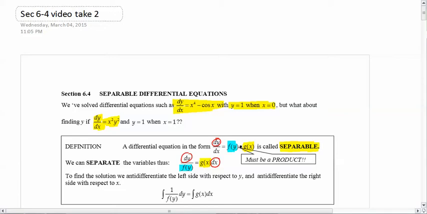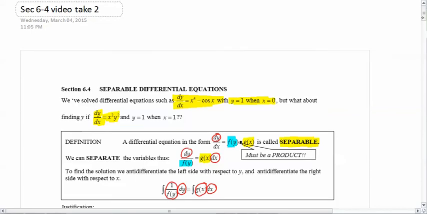Having done that, the next step is simply to put in integral signs on both sides. In fact, if we look at what we've got, the left-hand side will involve a function of y, and we anti-differentiate that with respect to y. And the right-hand side will be all in terms of x's, and we anti-differentiate that with respect to x.